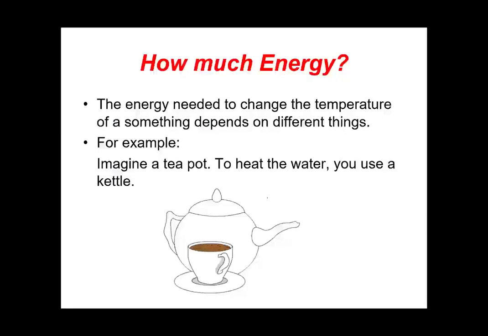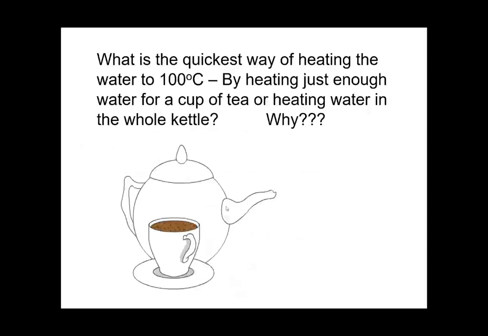Specific heat capacity. So let's imagine that we were going to make some tea. To make tea, generally you need hot water, otherwise people are disappointed. Now, the question is, what's the quickest way to heat the water to 100 degrees? That's the temperature that we want our water. And the answer to that question is by heating just enough for a cup of tea, rather than doing a whole kettle.